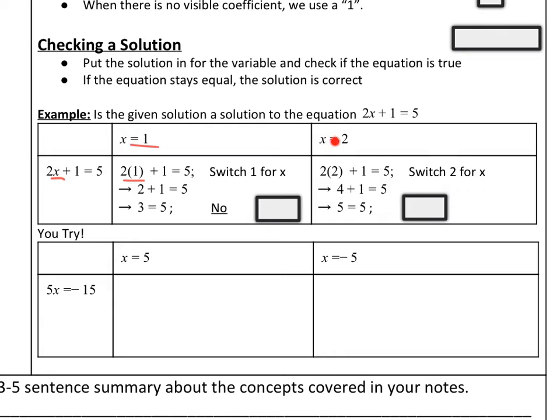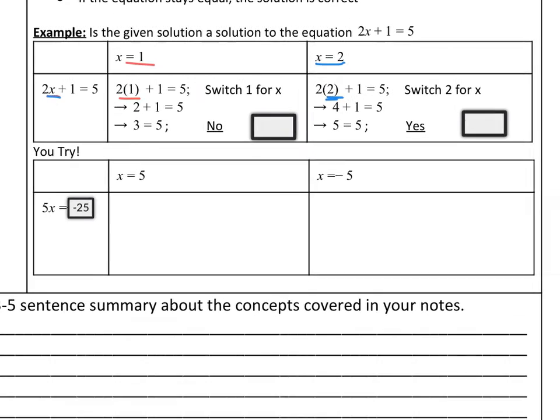If we did this with x equals 2, we're going to do the same thing. Take that 2 and plug it in for the x in our equation. So instead of having 2 times x, we'll have 2 times 2. Then the plus 1 equals 5. Switch that 2 in for the x. Then we have 2 times 2 is 4, plus 1 equals 5. And 4 plus 1 is 5 equals 5. So is this a solution? Yes, definitely. 5 does equal 5.